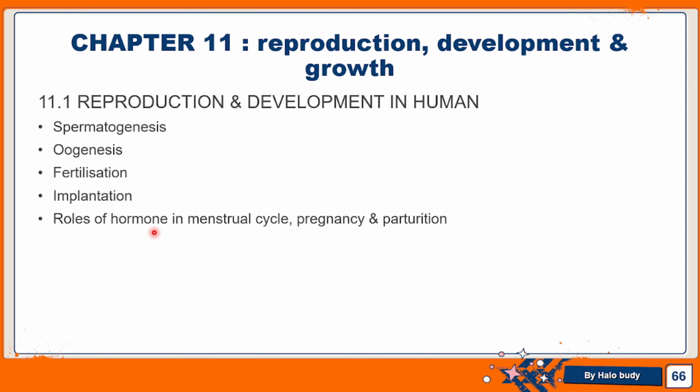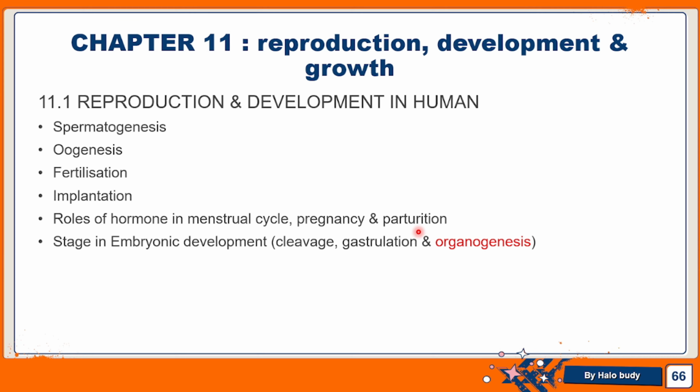Of course, you need to know the menstruation cycle and the role of the hormones in the menstruation cycle. But not only the menstruation cycle, you also need to learn about pregnancy. During pregnancy, there are also hormones to maintain it, and during the birth period, also known as parturition, there are also hormones to help the mother. So not only menstruation that you already learned in SPM, but also pregnancy and birth, you need to know what hormones play their role.